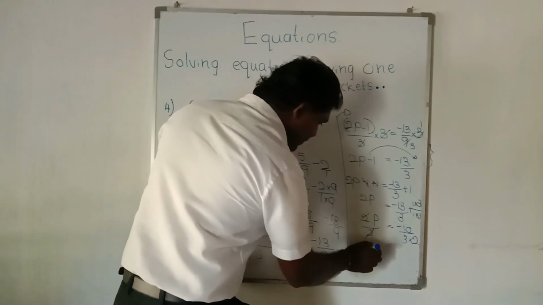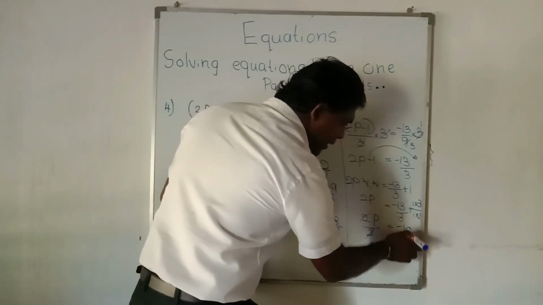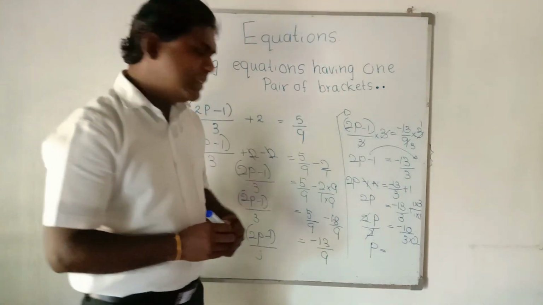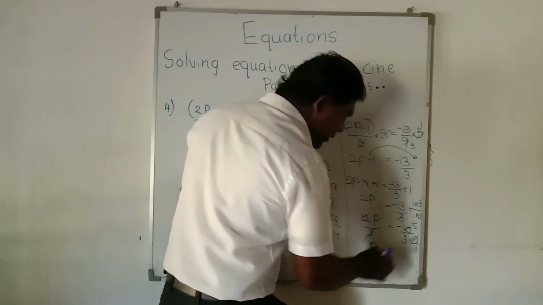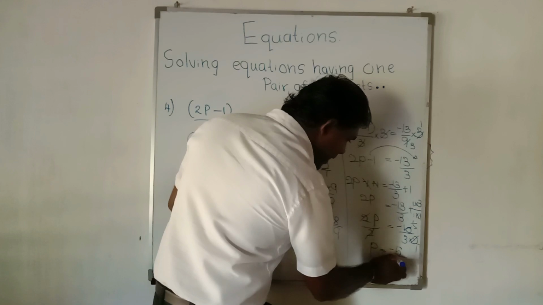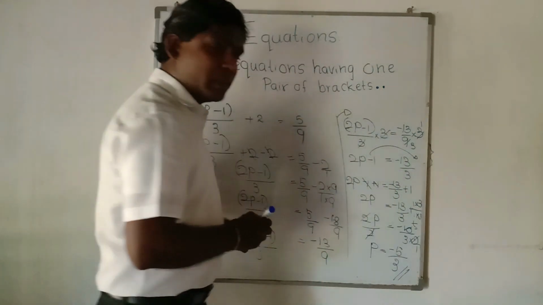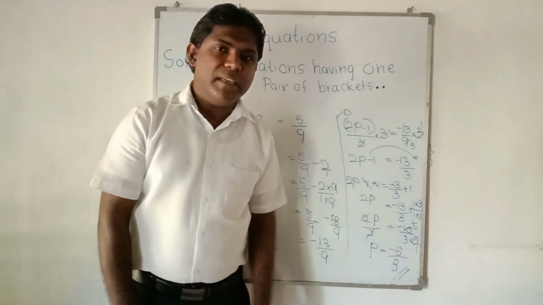2 to 2 cancel. P equals minus 10 upon 2. What is the answer? By 2, 1, and by 2, 5. Minus 5 divided by plus 3. P equals minus 5 divided by 3.